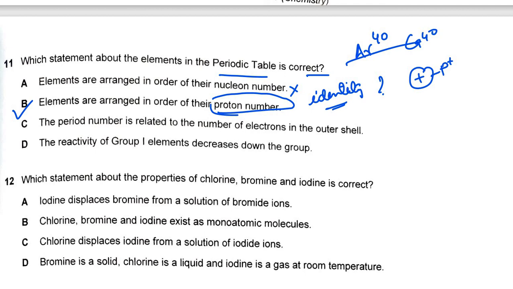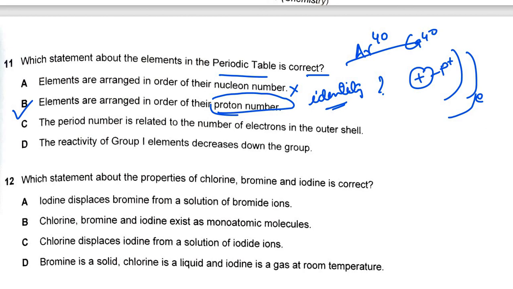We never take anything from the nucleus in any reaction. The electrons, the outermost electrons, are the only thing that participate in all kinds of reactions. It means proton number is always fixed. So that's why it has been chosen to arrange elements in the periodic table.